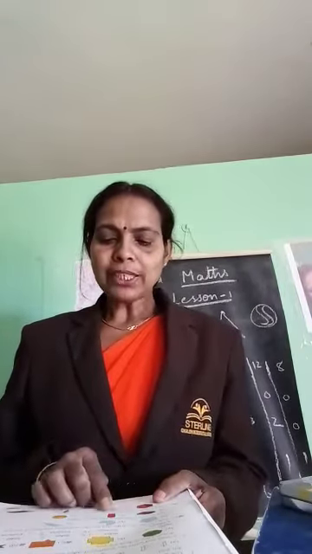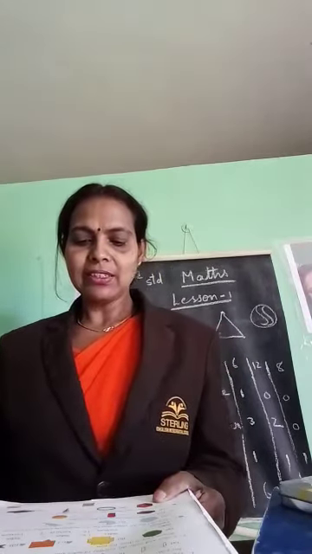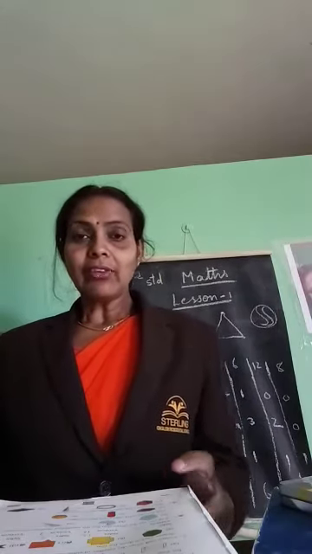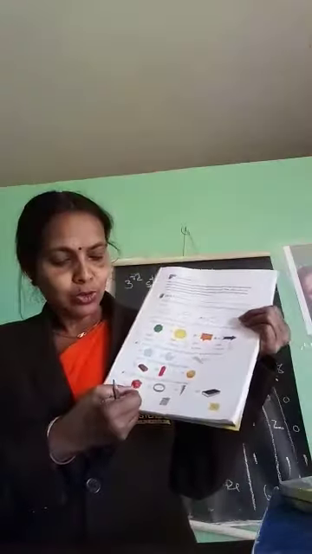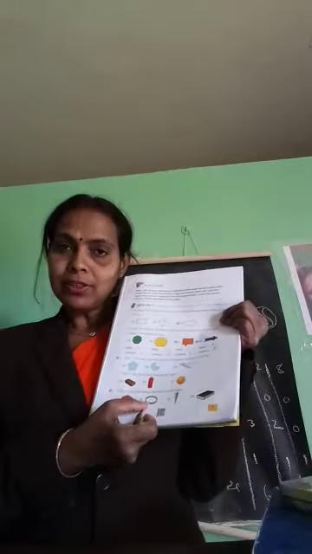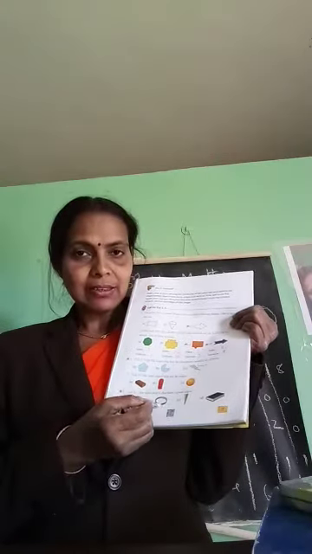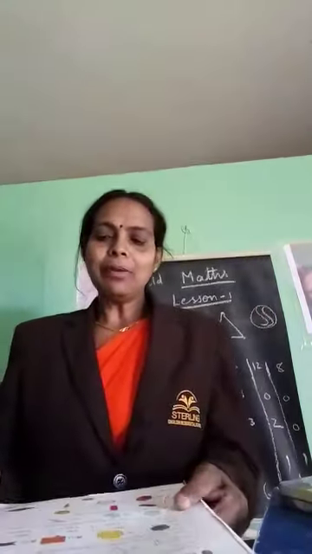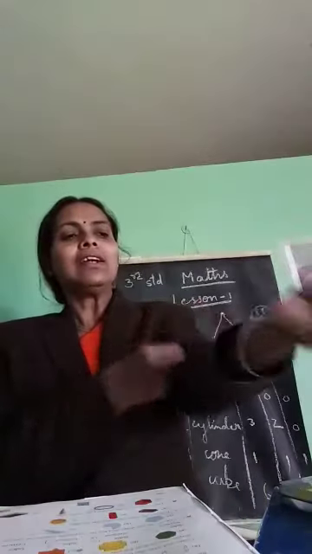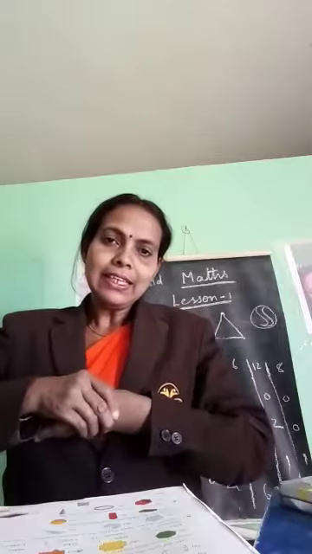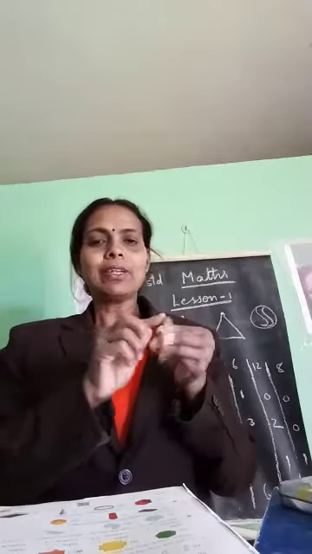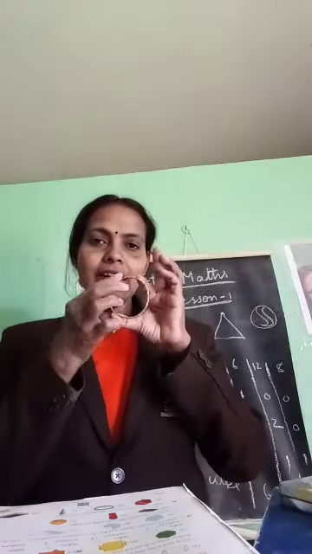Now question number 5. Tick the solid object that have curved edges. Curved edges. Now if you see dice, it does not have curved edges. Now this one, it has curved edges. Bangle. See this bangle. It is not straight. This bangle has curved edges.